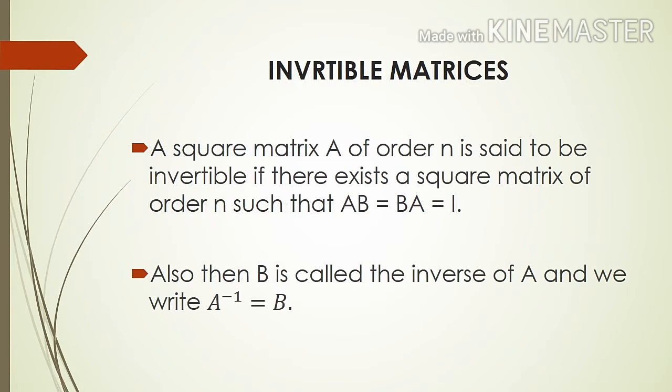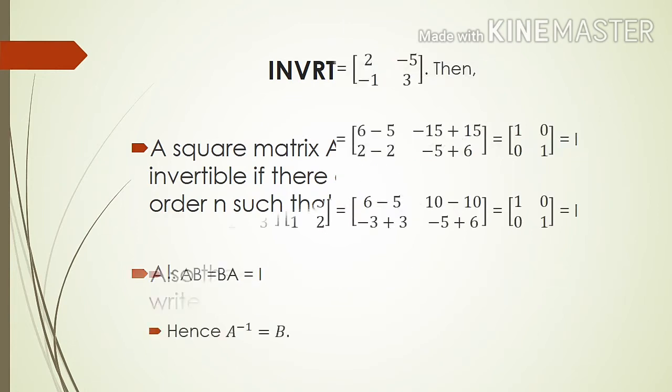Now, invertible matrix. A square matrix A of order n is said to be invertible if there exists a square matrix B of order n such that AB is equal to BA is equal to I. Then B is called the inverse of A, and we denote it as A inverse is equal to B.